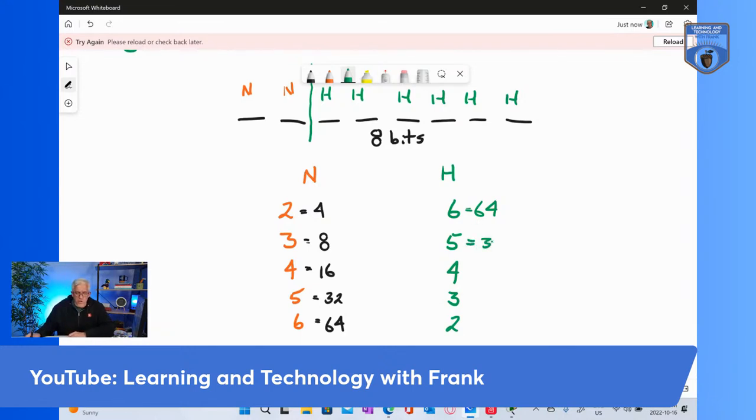So we can do 32 here. We can do 16. We can do 8 here. And we can do 4 here. Okay? So you can see here, and these are all to the power of 2 because we're in binary. So this is power of 2.